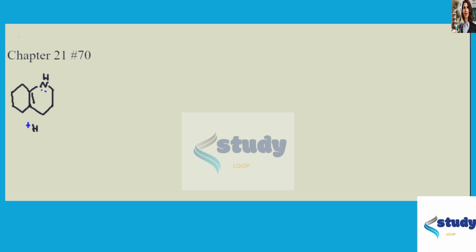This is the answer to Chapter 21, problem number 70 from the Smith Organic Chemistry textbook. This problem asks us to draw a stepwise mechanism for the reaction pictured in the problem. And really, it's just an enamine hydrolysis, and it's going to go like this.